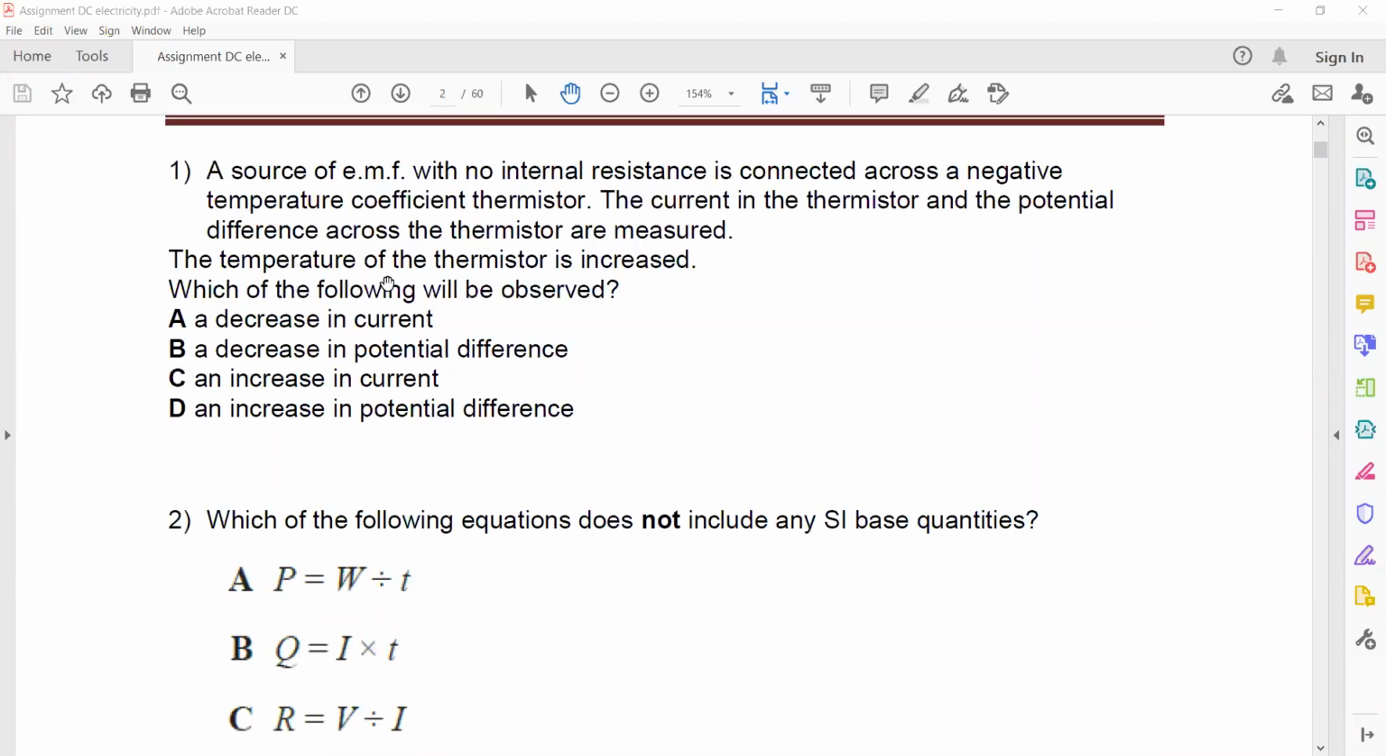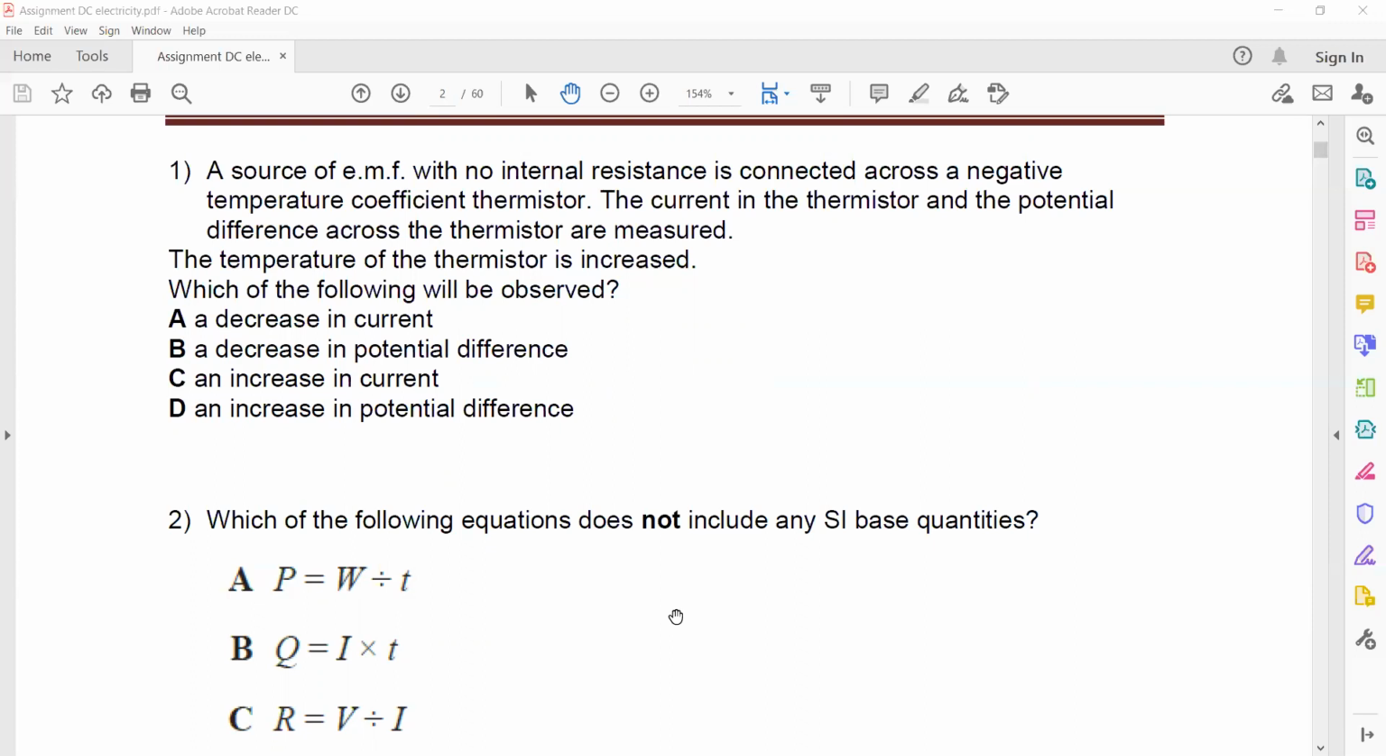Question 1. There are multiple choice questions as well as structured questions. A source of EMF with no internal resistance is connected across a negative temperature coefficient thermistor. Negative temperature coefficient thermistor means the relation between temperature and resistance is inverse. It's a semiconductor. If you increase the temperature, the resistance will decrease.